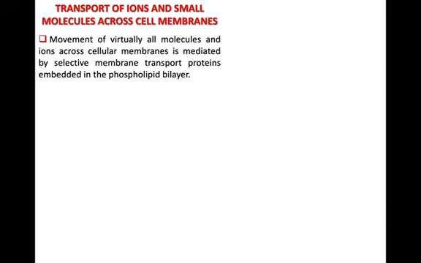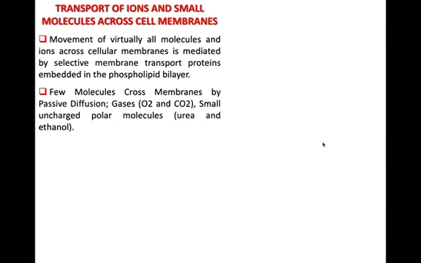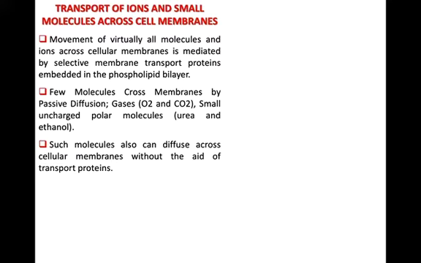And this membrane transport protein, as we knew last lecture, is embedded in the phospholipid bilayer. So few molecules can cross the membrane by passive diffusion, like gases, oxygen and carbon dioxide, and small uncharged polar molecules like urea and ethanol. Such molecules also can diffuse across the cell membrane without the help of any transport protein. It's very obvious that the gases can be transported without any need of help. It's passive diffusion because of the process of respiration, as well as urea for the process of excretion.